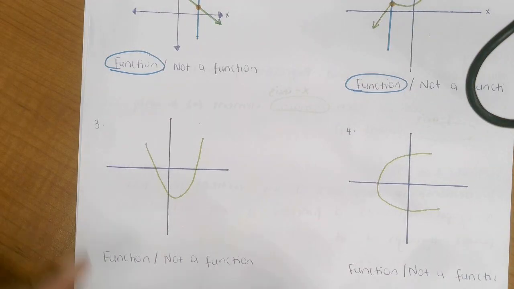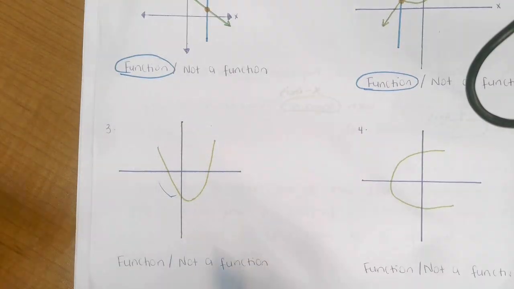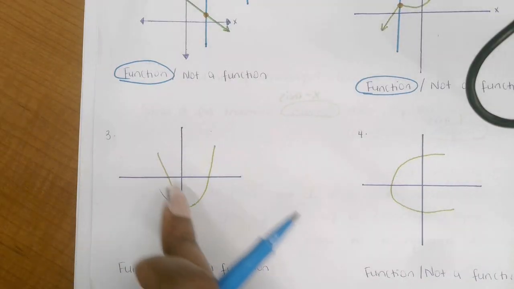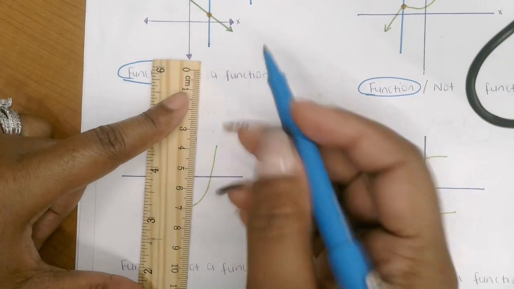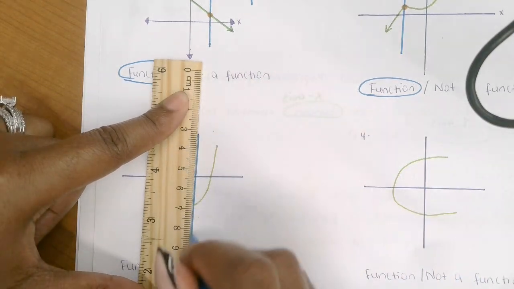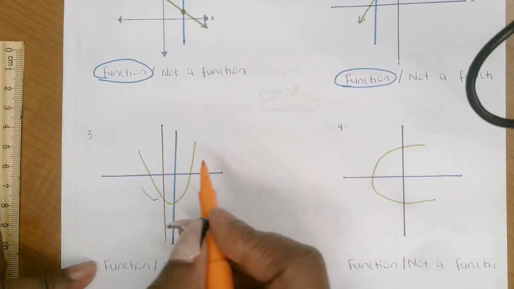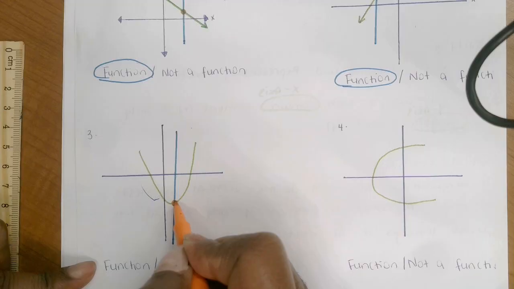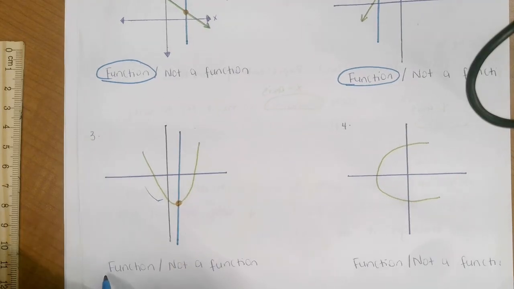Number 3, this is a parabola. Quadratic equation will cause this to shape this way. Choose any side. I will choose the right side, where my blue line again intersects, passes through the green graph. That is my point. If it's just one point again, it is a function.